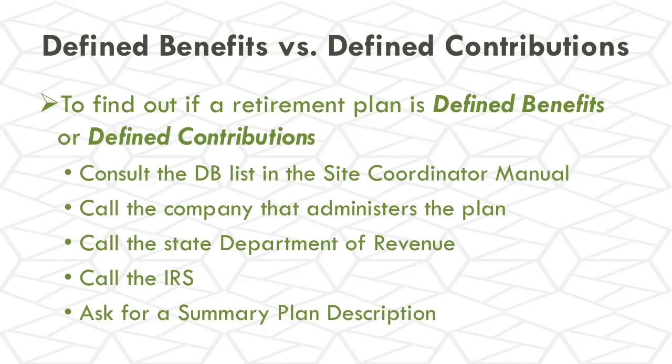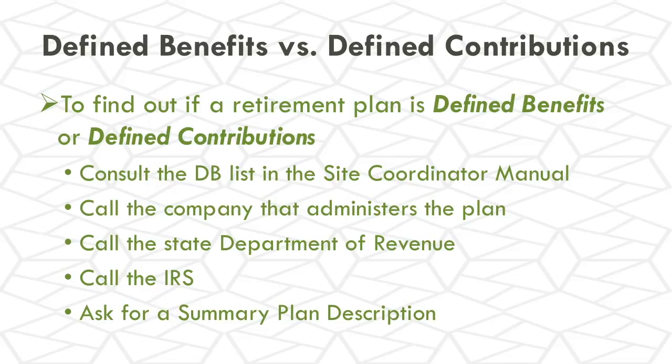You can call the company that administers the plan. If you can't find it in that site coordinator manual, you could have the taxpayer do this, or they may want you to help with that. You can call the company directly that administers the plan and ask them, is this a defined benefit plan or is this a defined contribution plan? You can also try to contact the particular state Department of Revenue wherever you are.